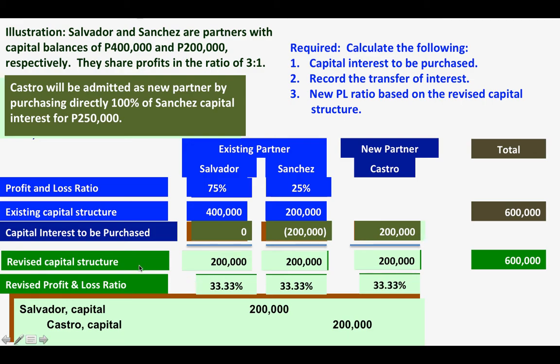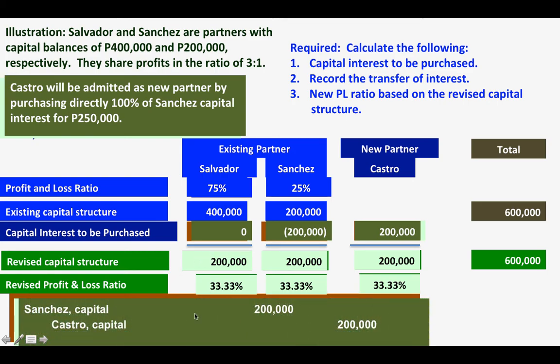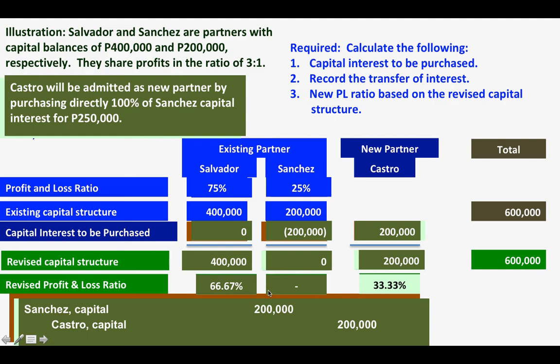So in this case, to record this, Sanchez capital is debited and Castro capital is credited at 200,000. So the revised capital structure will be like this. And the revised profit and loss ratio, because that is what is given, will be 66.67% for Salvador, nothing anymore for Sanchez. He's no longer a partner, and 33.33% to Castro. Okay?